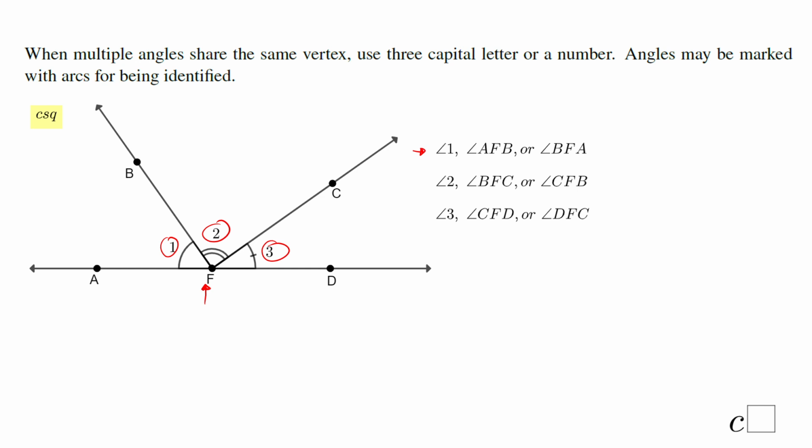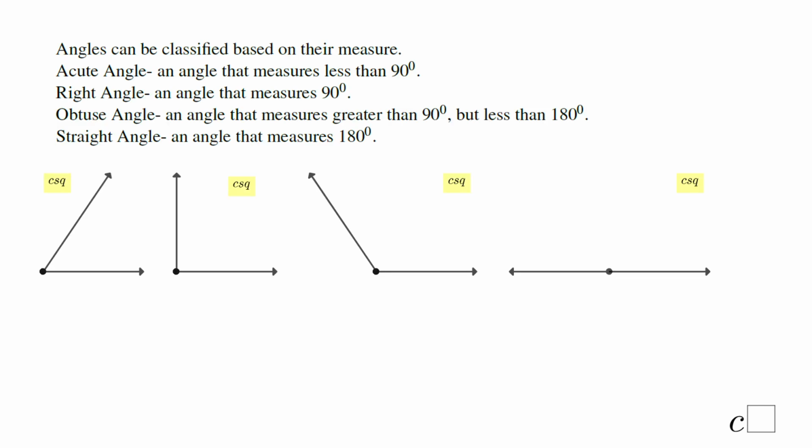However, if you call angle 1, angle AFB, that's okay. Look here, AFB, and again you notice how I move, or BFA. Angle 2, you can call it BFC or CFB, and angle 3, very similar, we can call it CFD or DFC. So very important, most of the time you're going to need to call an angle using three letters. Remember, the vertex is in the middle.